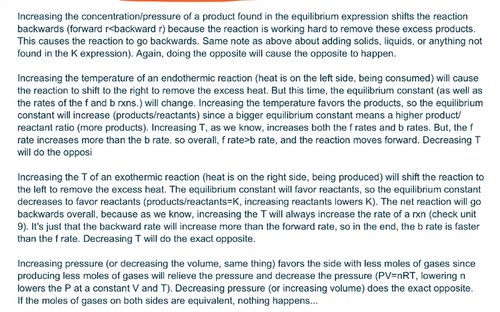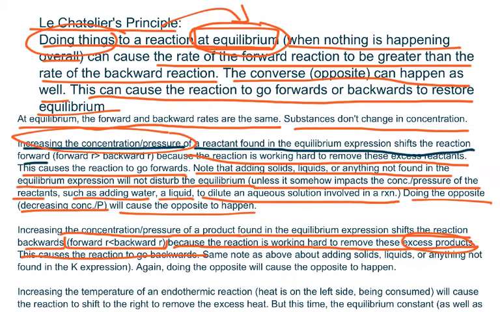Now, what if we focus on the products? Increasing the concentration or pressure of the products found in the equilibrium expression shifts the reaction backwards. So in this case, the forward reaction will be slower than the backward reaction now, because the reaction is working hard to remove these excess products. So that's why overall the reaction wants to go backwards to remove these excess products. And remember, it is doing this to restore equilibrium.